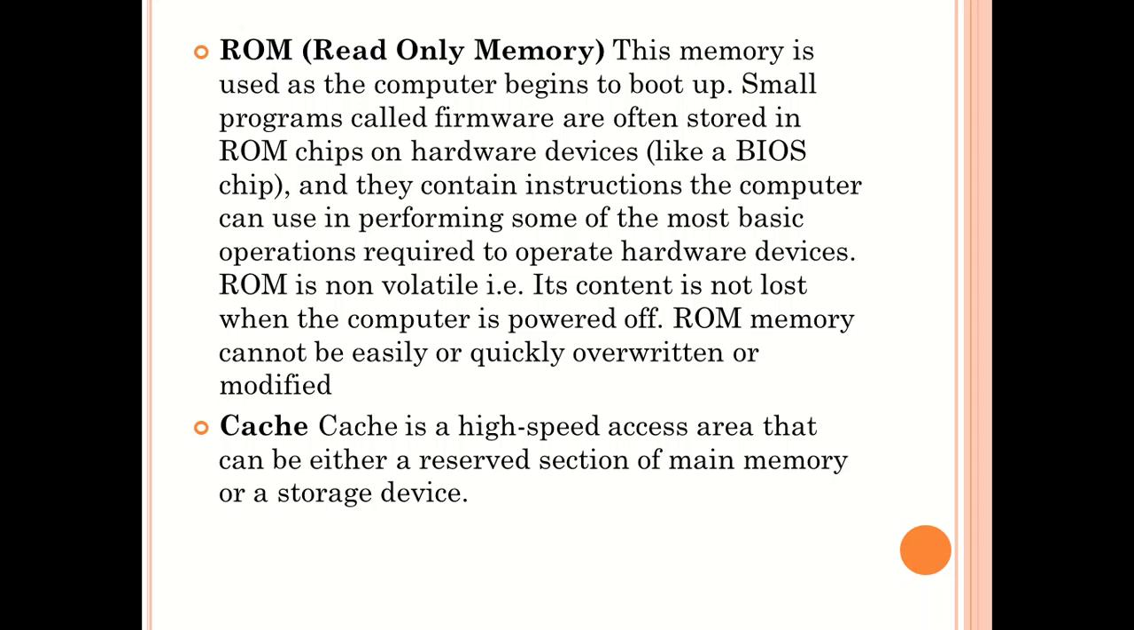Now cache, we have what we call cache memory. A cache memory is a high-speed access area that can either be a reserved section of the main memory or a storage device.